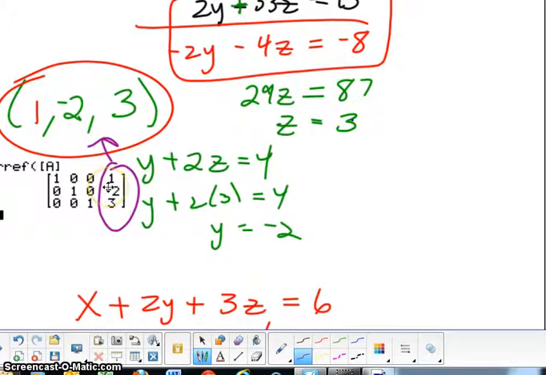So 1, negative 2, and 3 are the answers, and we have just learned how to do it on the calculator. Okay, so that is it for today.